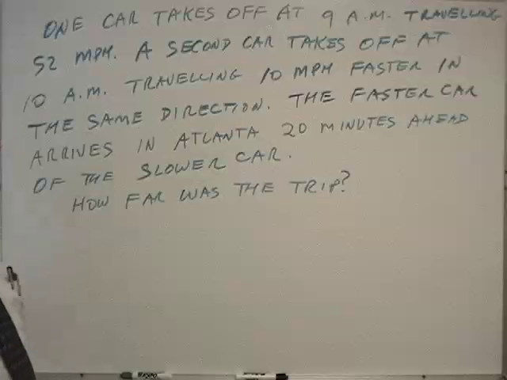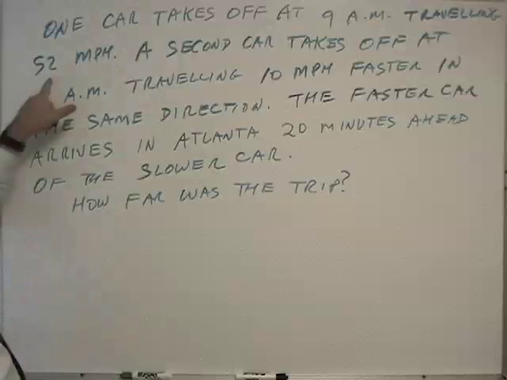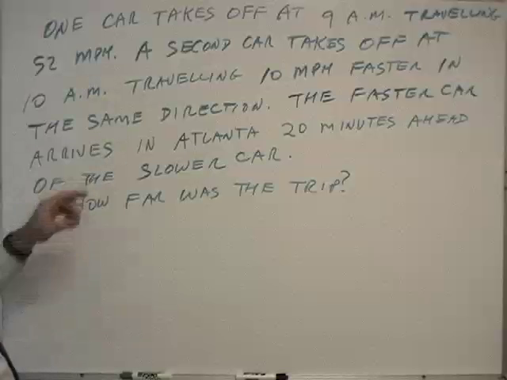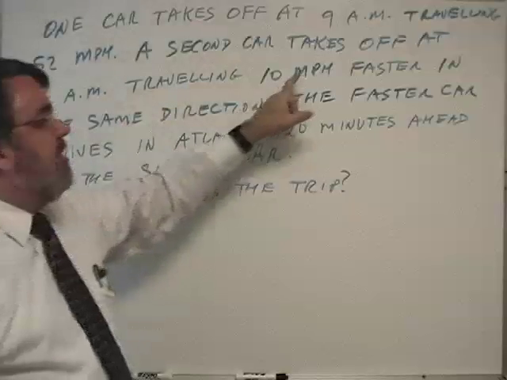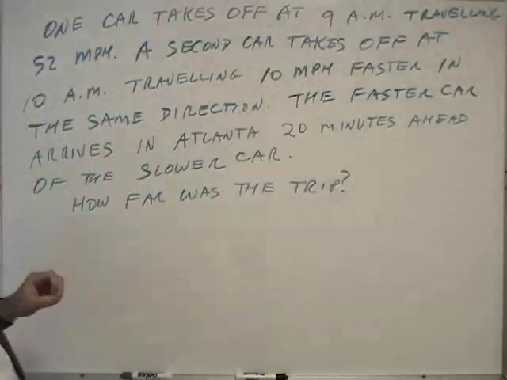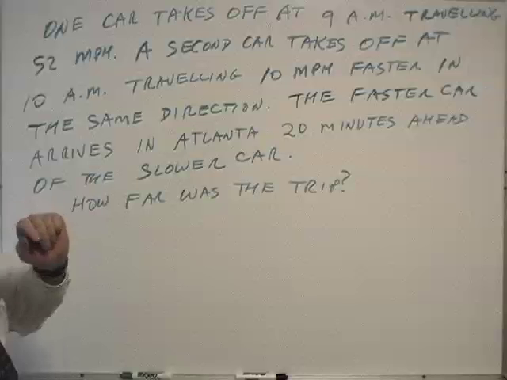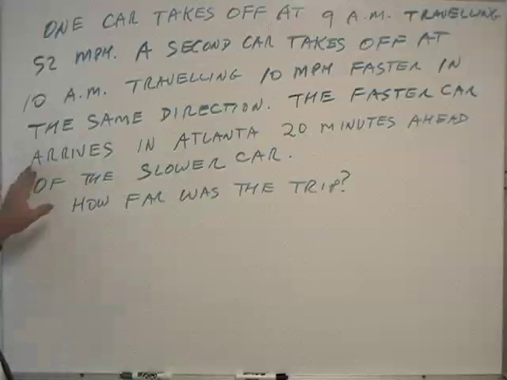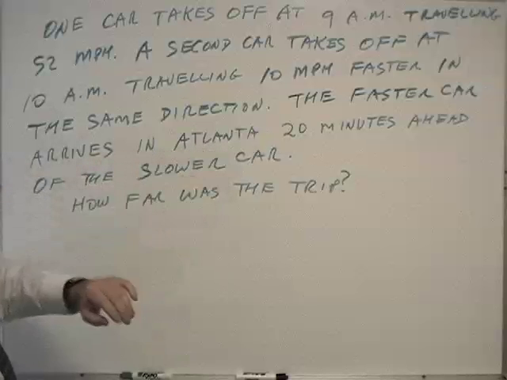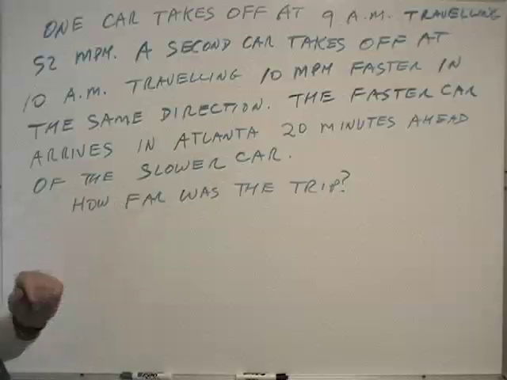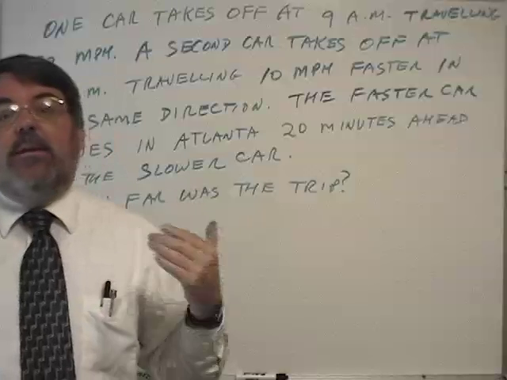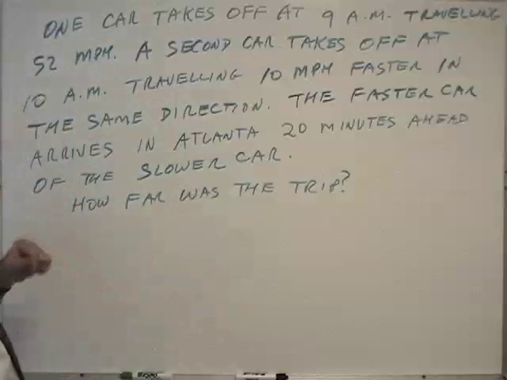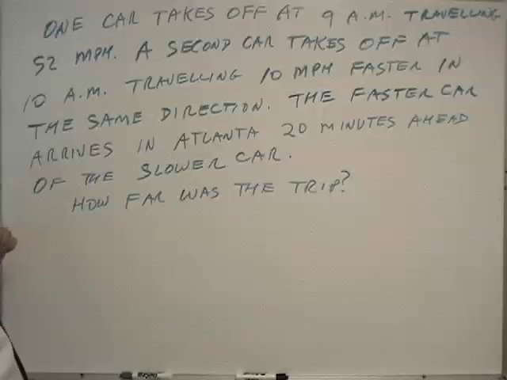Alright, so one car takes off at 9 a.m. traveling 52 miles per hour. A second car takes off at 10 a.m. traveling 10 miles per hour faster in the same direction. The faster car arrives in Atlanta 20 minutes ahead of the slower car. So how far was the trip? Right, they're both going to Atlanta. And so how far was the trip?